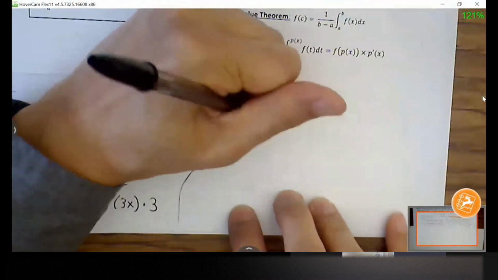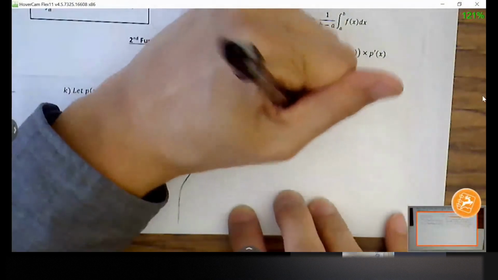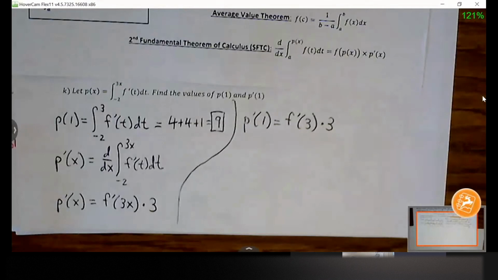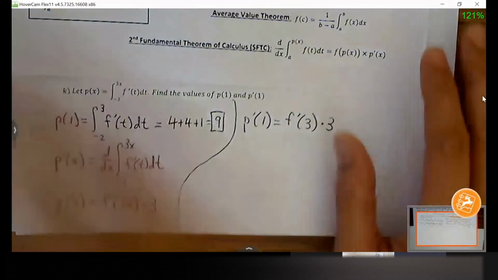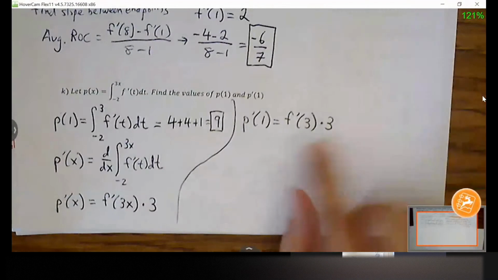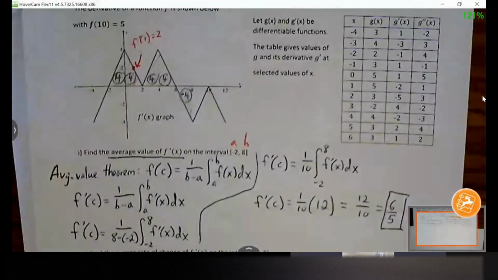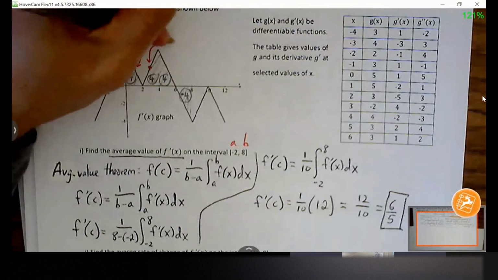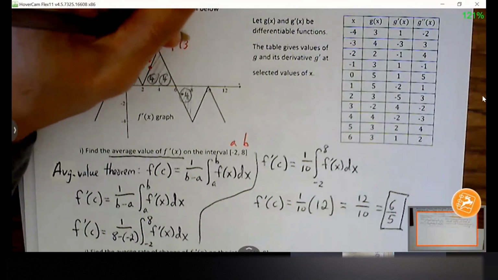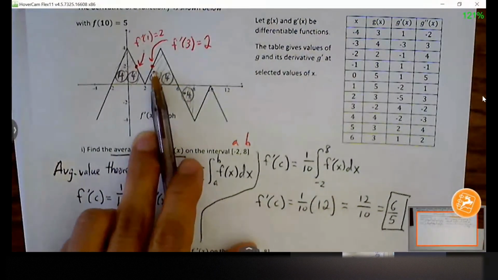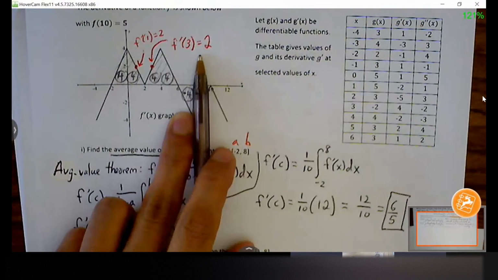All right, so now we're ready. P prime of 1, f prime of 3 is equal to two as well, right? You guys good with that? Yep. Yeah.